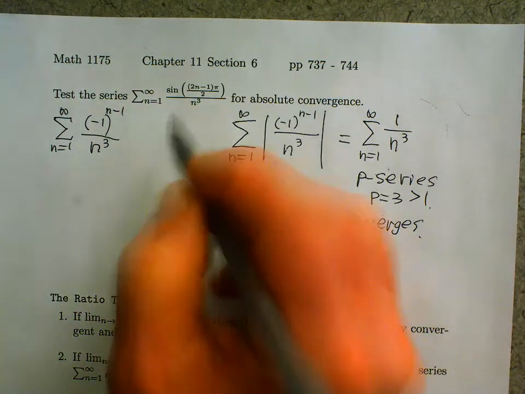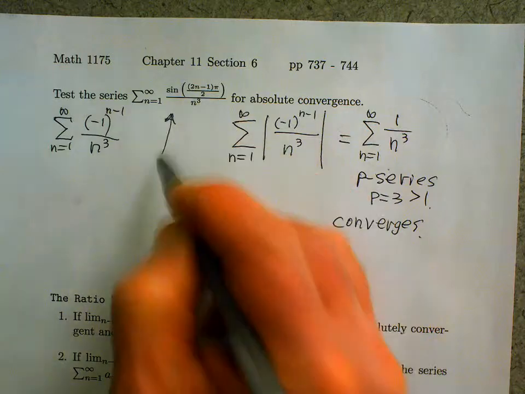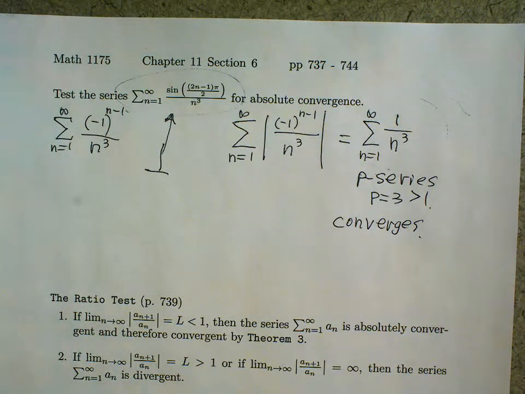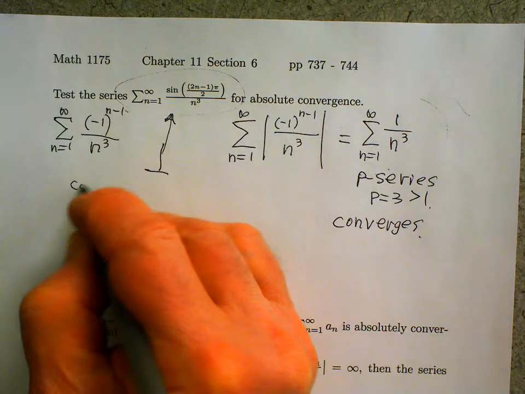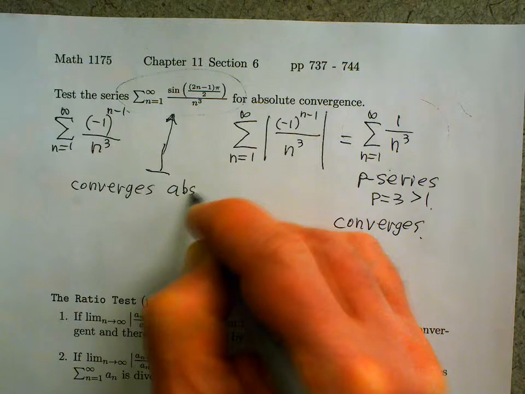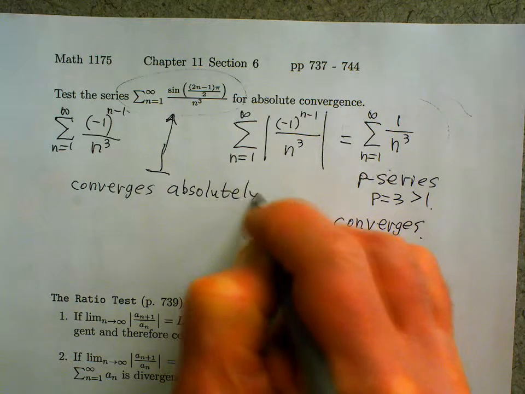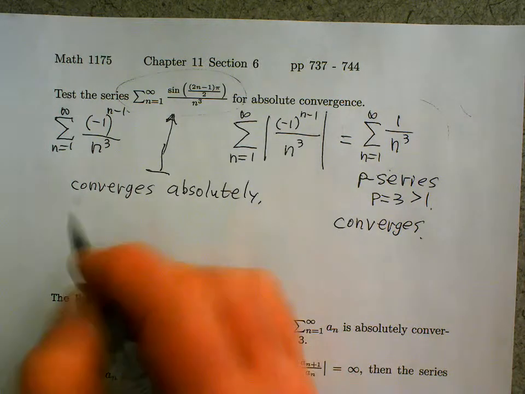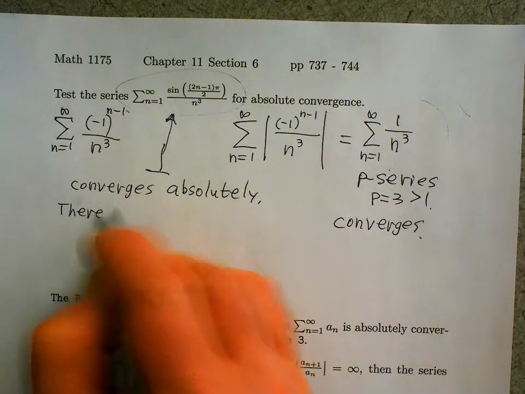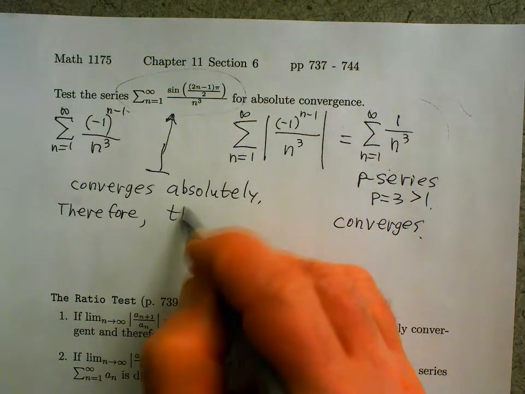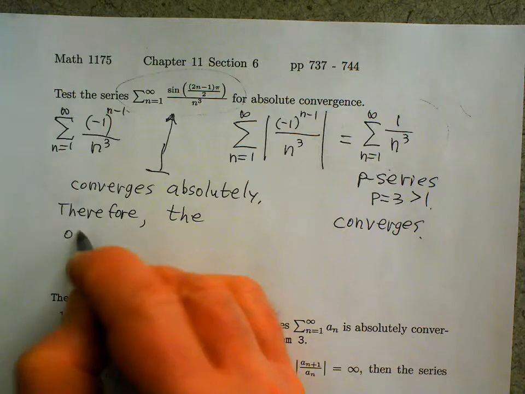So in other words, the original series converges absolutely. Therefore, by the theorem on the previous page, the original series also converges.